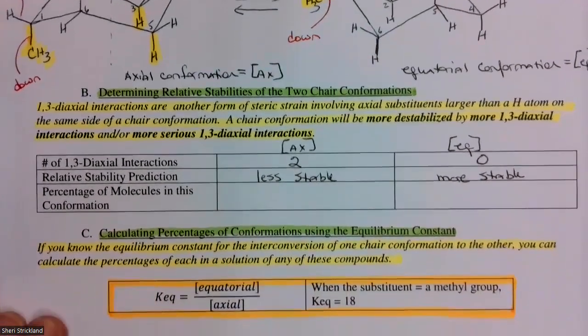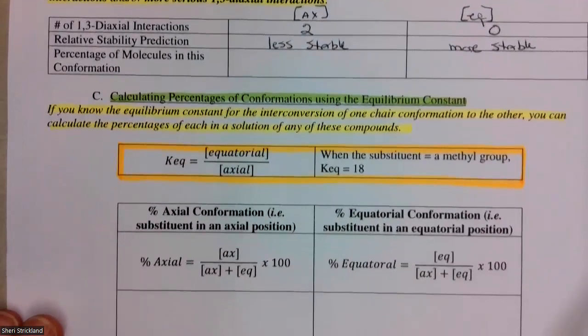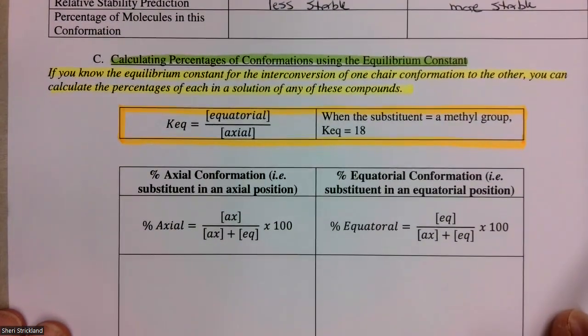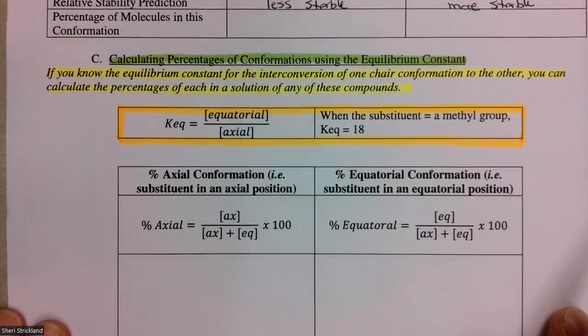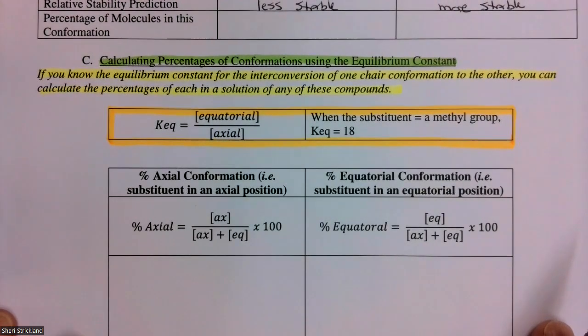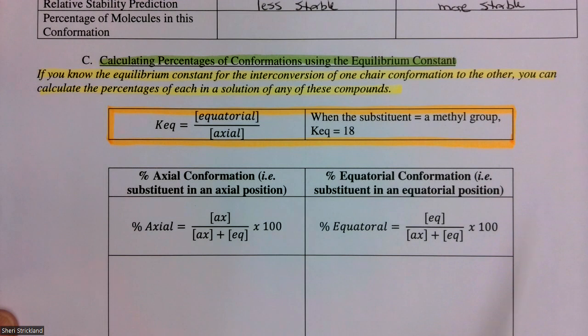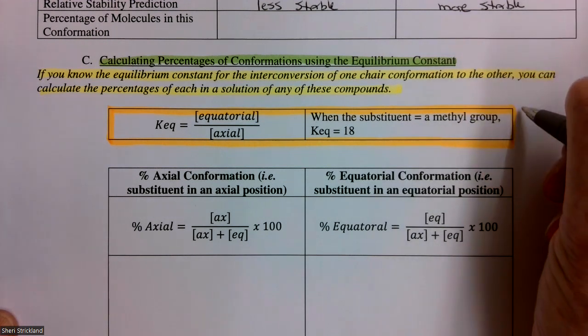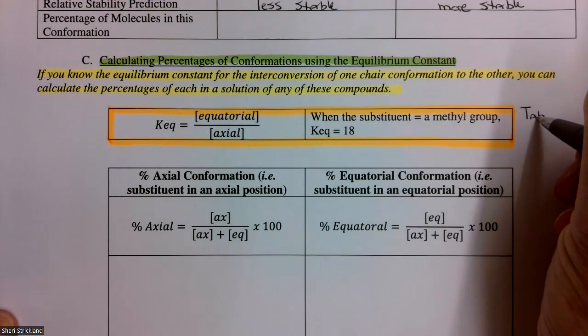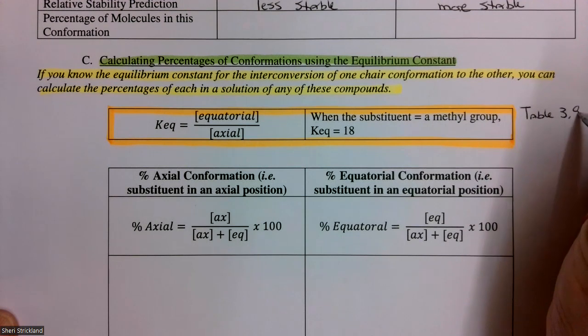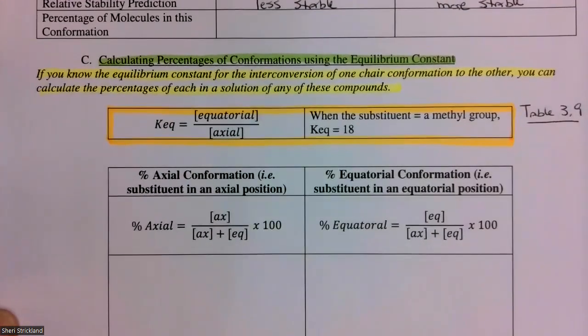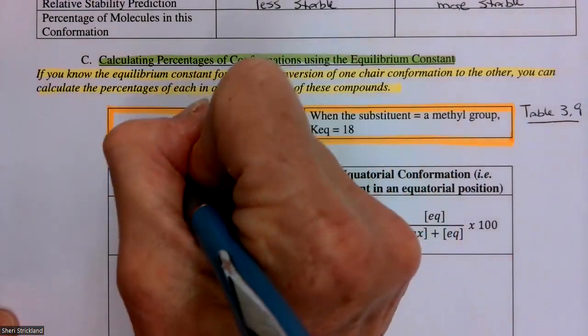So come on down here. If you know the equilibrium constant for the interconversion of one chair conformation to another, you can calculate the percentages of each of these chair conformations in a solution for any of these compounds. So you'll find these values in table 3.9, and they will be in your table packets when we get to an exam.